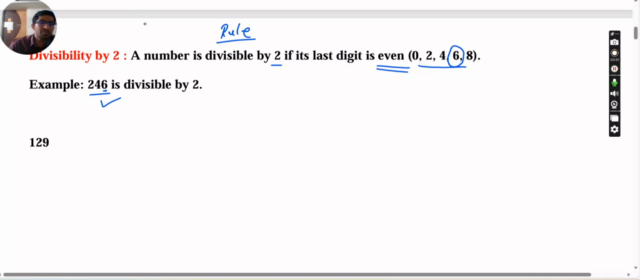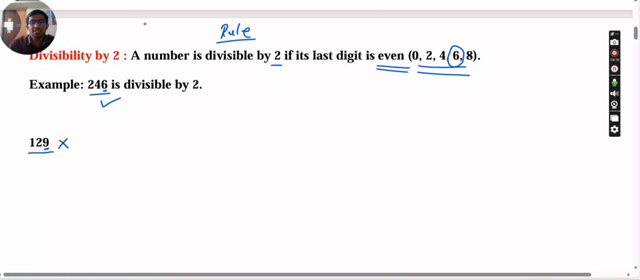So one more example we are taking here, that is 129. Now we have to decide by using this divisibility rule whether 129 is divisible by 2 or not. So what do we have to check? We have to check the last digit only. Here the last digit is 9. So we have to check whether 9 is an even number. So since 9 is not an even number, this number will not be divisible by 2.